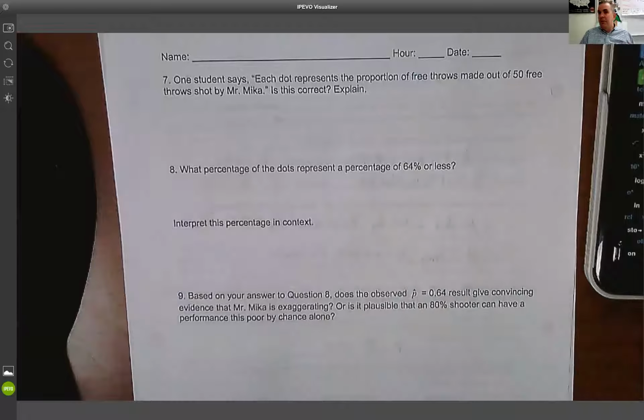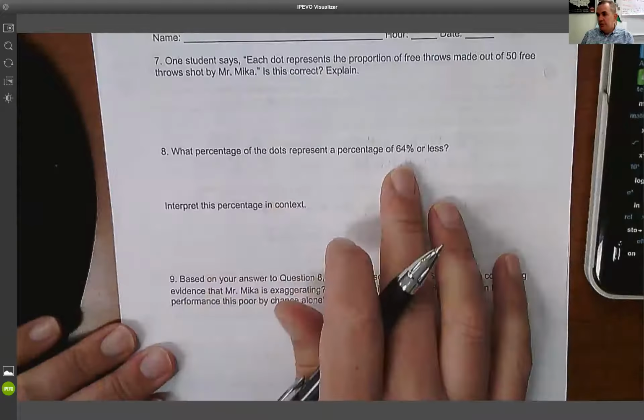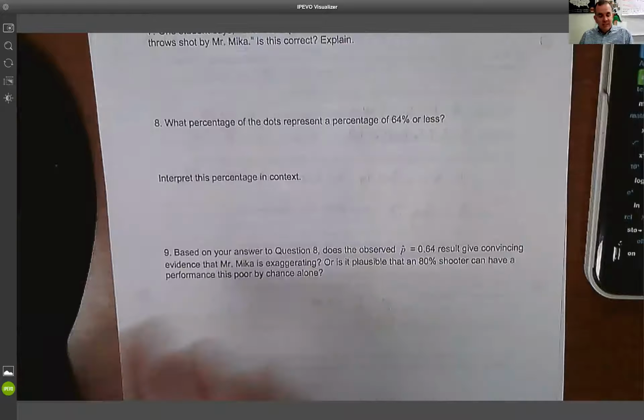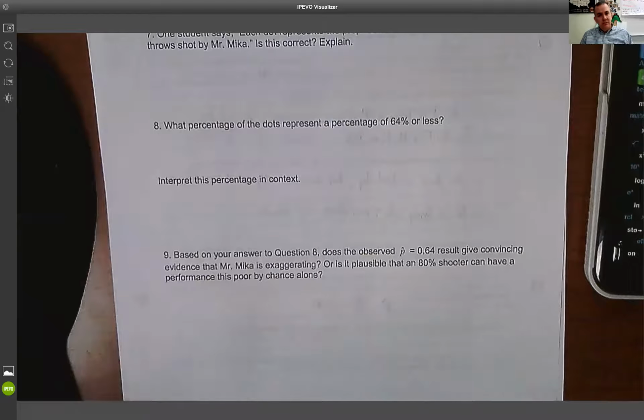It's not Mr. Micah shooting. It's me simulating as if someone was an 80% free throw shooter. And we're going to look at the percentage of the dots. And we're going to say whether or not we have evidence to question whether Mr. Micah is actually telling the truth about that.